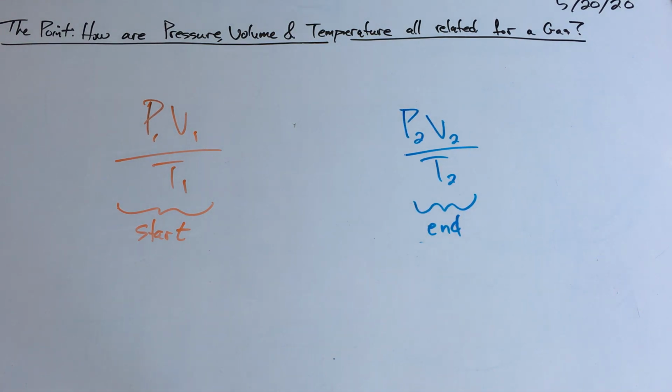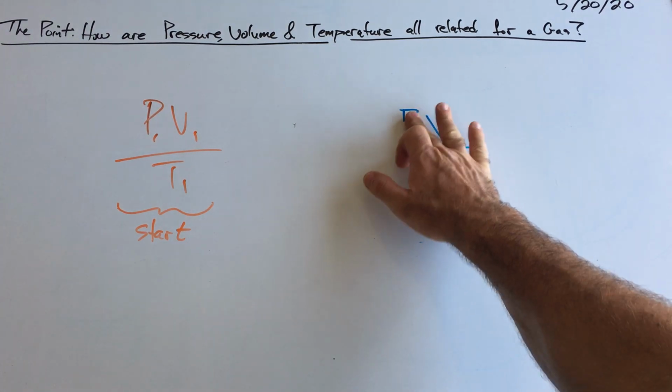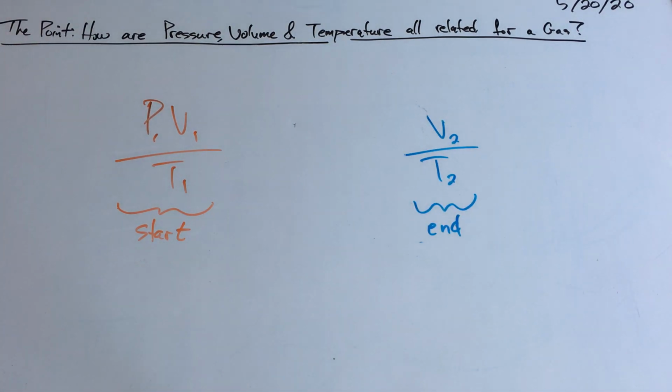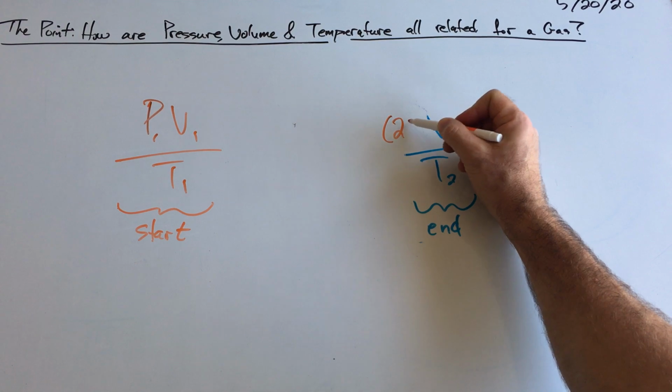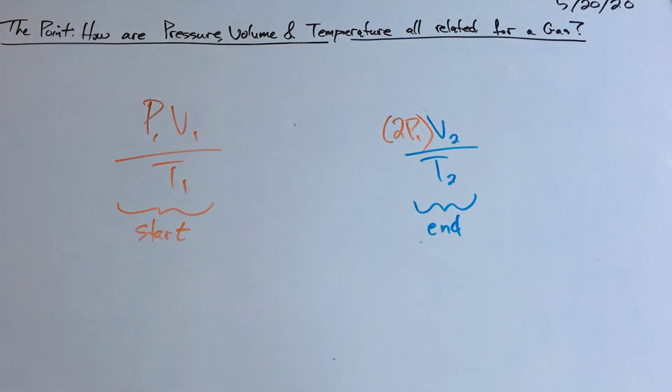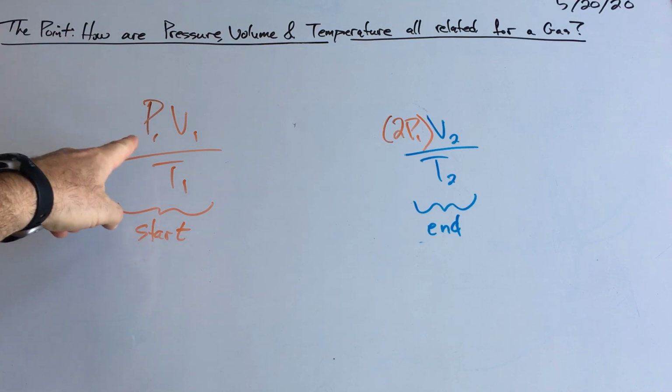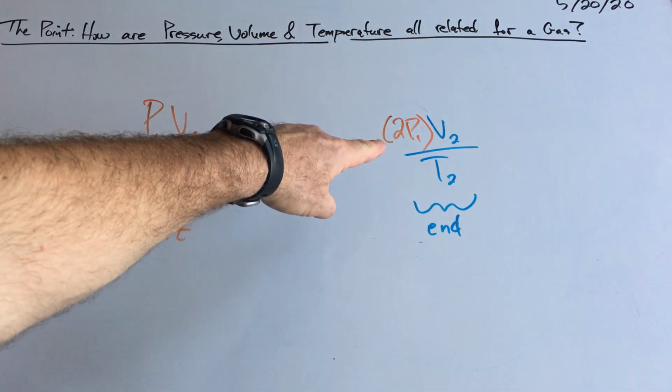So let's say the change I'm going to make is I'm going to double the pressure. So we're going to say that the new pressure is actually twice the old pressure. Whatever the new pressure is, I double it.